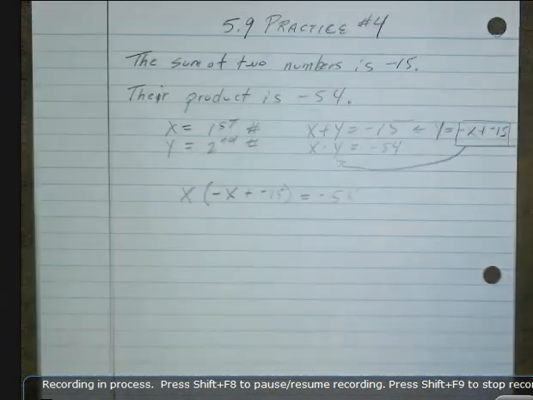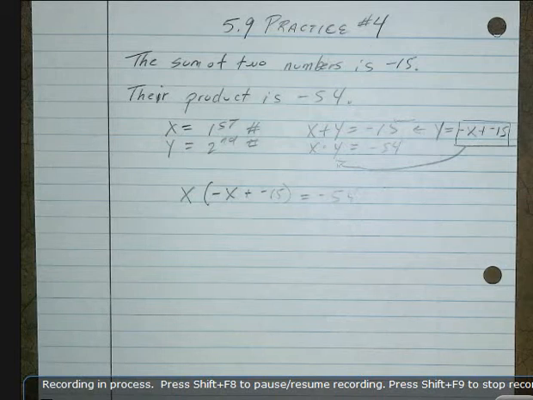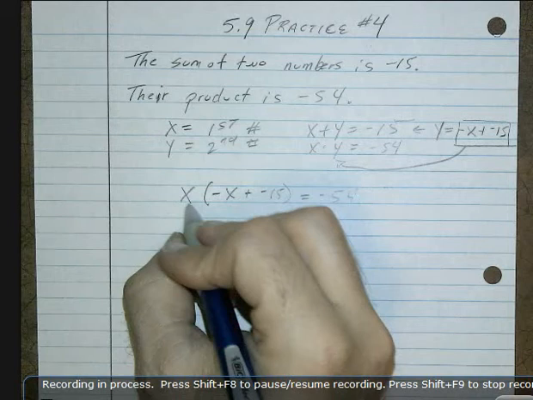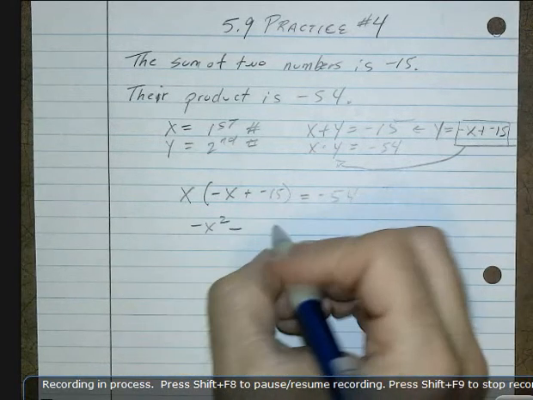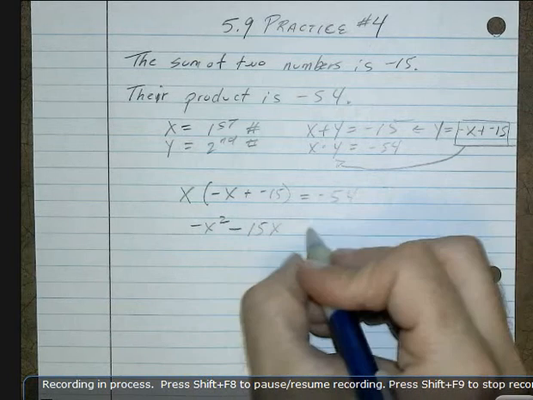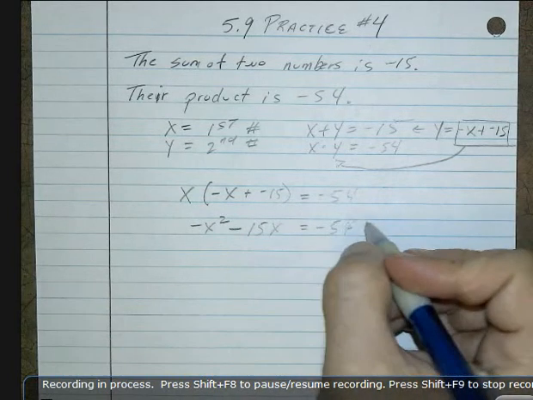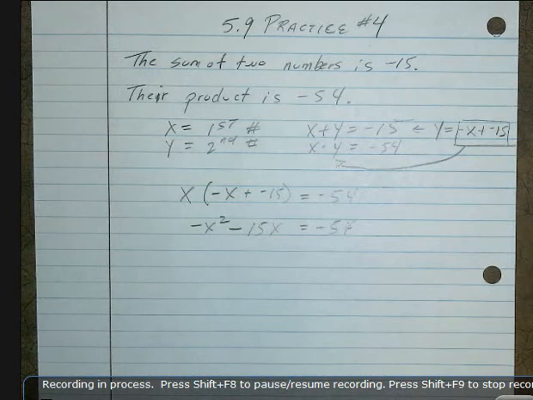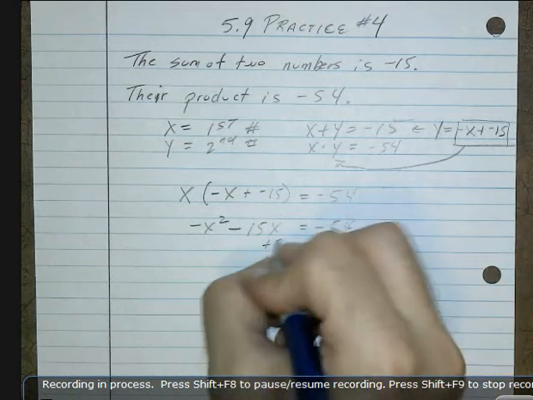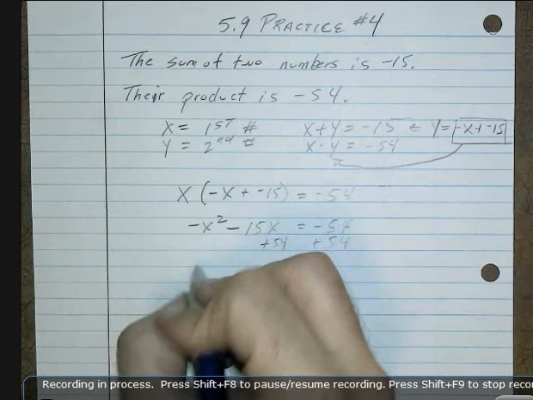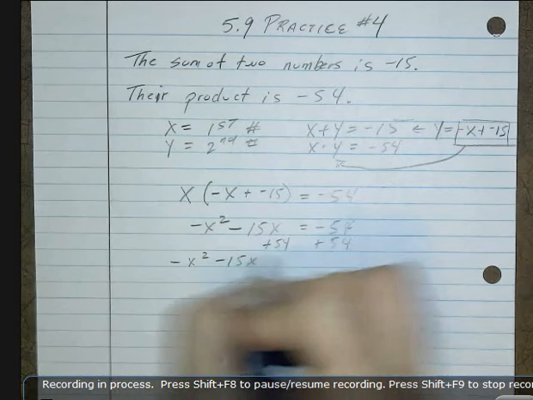Now, by doing this, you have one equation, one variable. Makes it a little bit easier to do. Positive x times negative x is negative x squared. Positive x times negative 15 is minus 15x, and then equals negative 54. As we all know, you cannot solve a quadratic in its current state, so we need to make it equal to 0. That gives us so many more choices. Negative x squared minus 15x plus 54 equals 0.